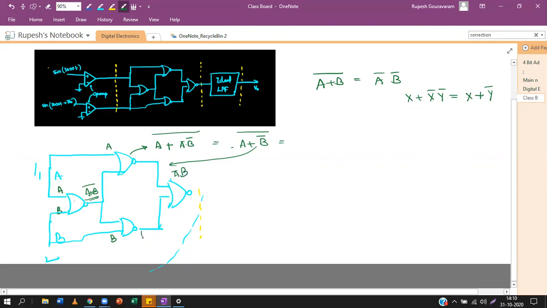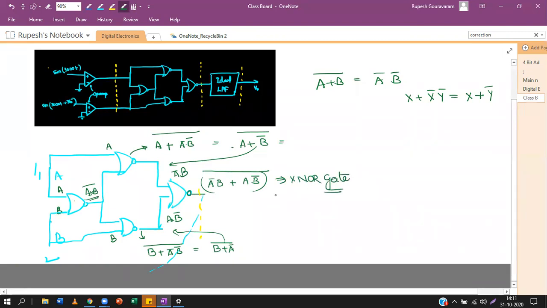Similarly, here what will be the output? Here the output will be B plus A bar B bar whole bar. That means here the result will be B plus A bar whole bar, that is A B bar. So this is A bar B and this is A B bar. So A bar B or A B bar, this is an XOR gate, and here is one more NOT gate, right? So this is a XNOR gate. Okay, so this is a XNOR gate.